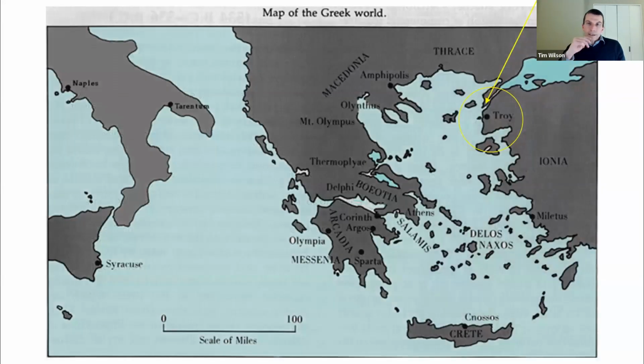So this is a map of the Eastern Mediterranean. You see Greece in the middle, and circled there is the site of where Troy was, in what is today northern Turkey.